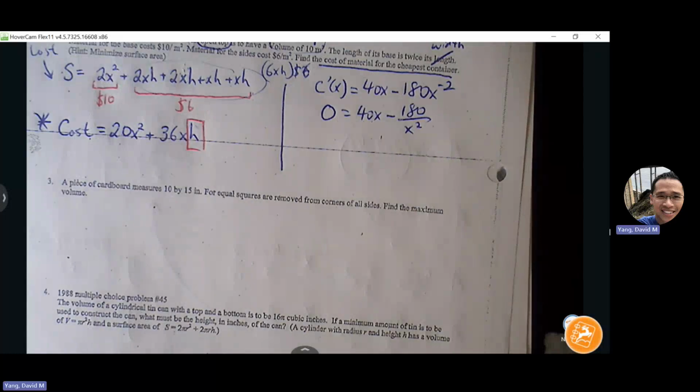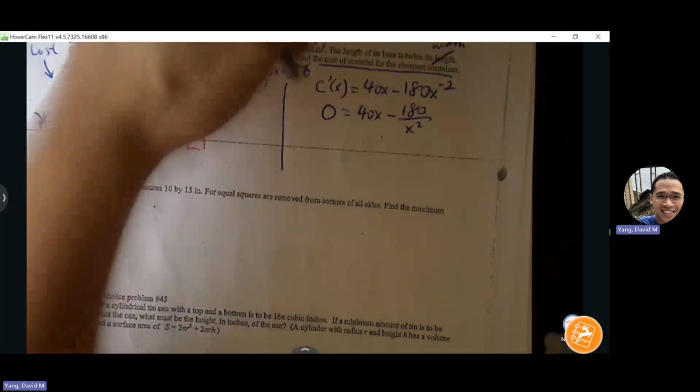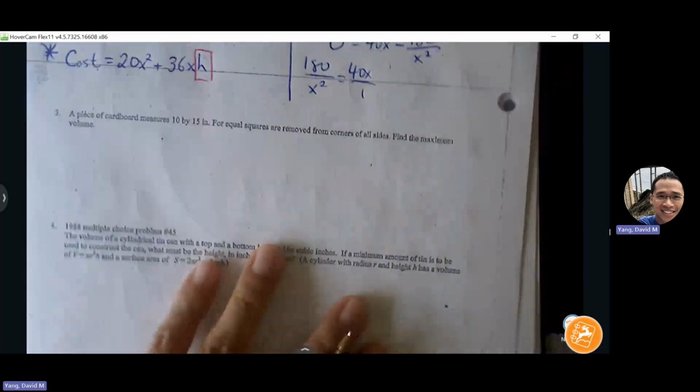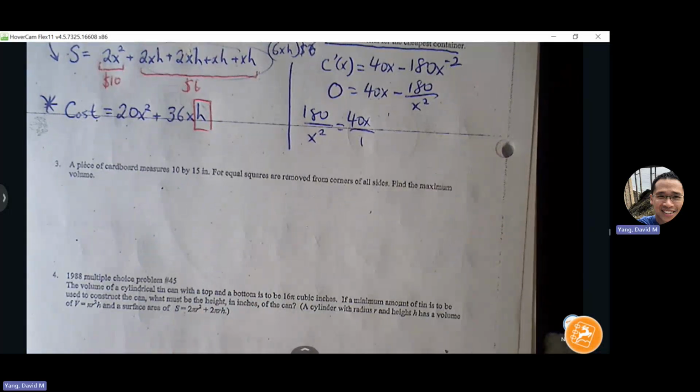Just doing a little bit of cleanup so that when I solve for this algebraically, I'll prefer to work with positive exponents. It just feels more straightforward to me. Okay, so if I just put that 40x over 1, I can cross multiply and solve for x.